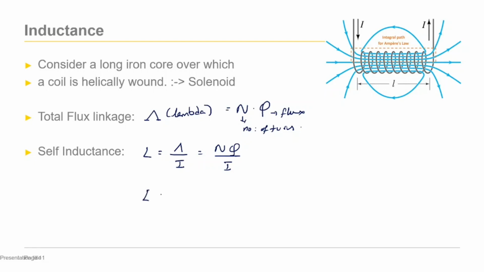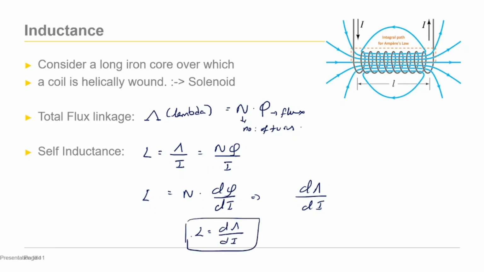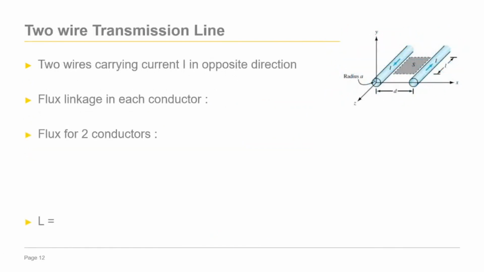You can state that L is N times d phi by dI, or that L is the rate of change of total flux with the rate of change of current. Inductance is defined as the rate of change of magnetic flux to the rate of change of current. Having defined inductance, let us try to find the inductance of a two-wire transmission line.